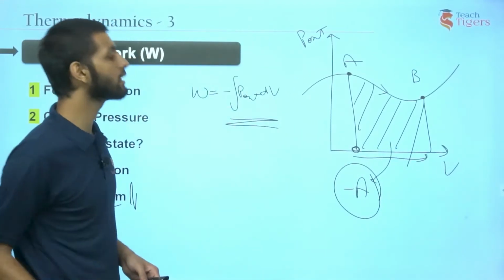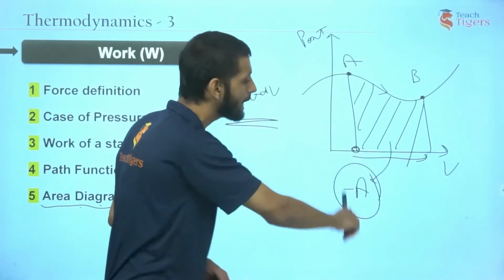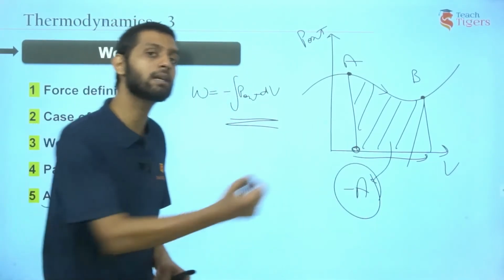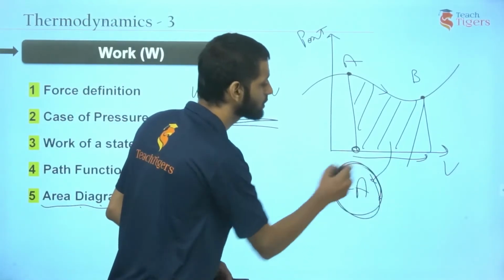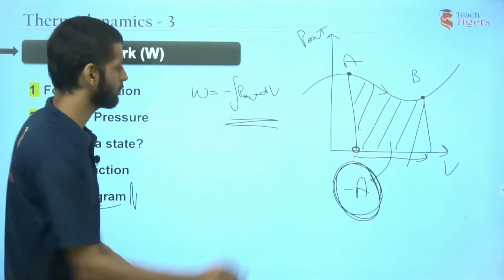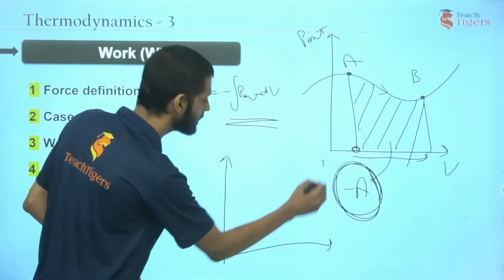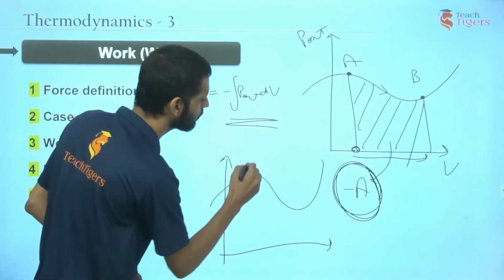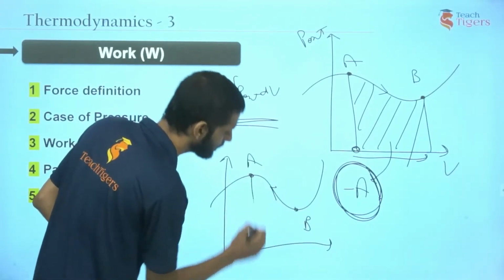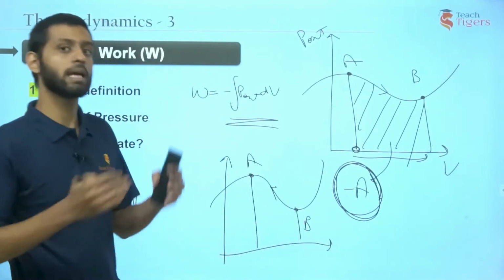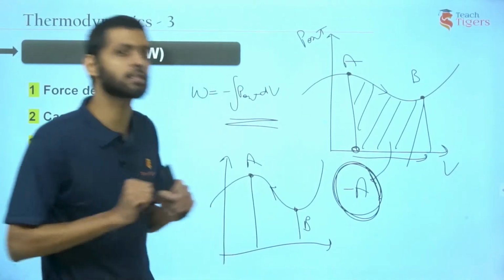When you expand, your volume is increasing, your work should be negative, because negative work means it reduces the energy of the system. Similarly, if you contract, if I take the same process, instead of going from A to B, I go from B to A. This time, the system is being pushed upon. The surroundings is pushing on the system.